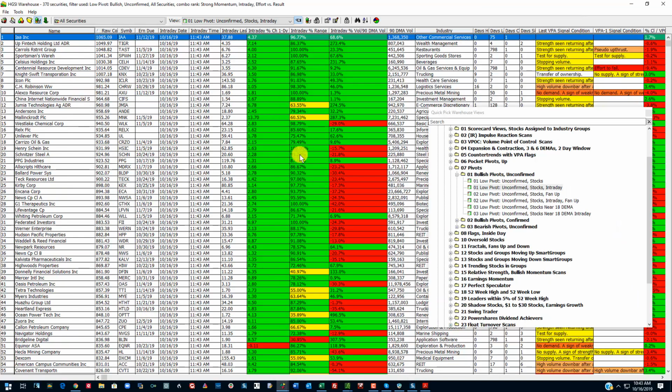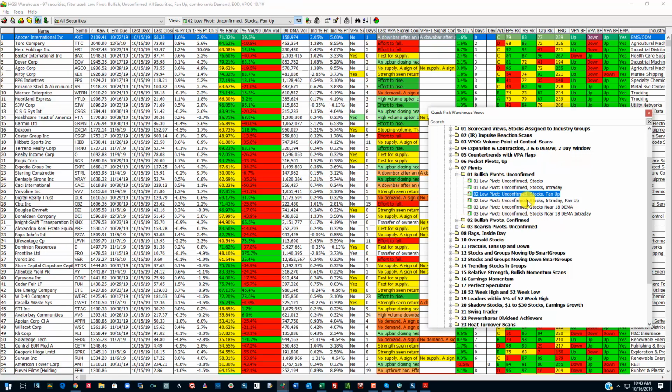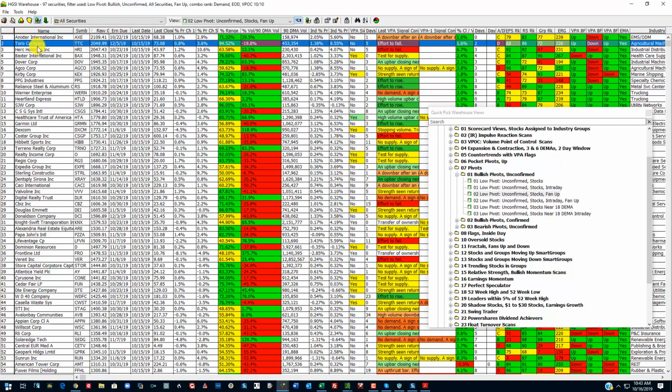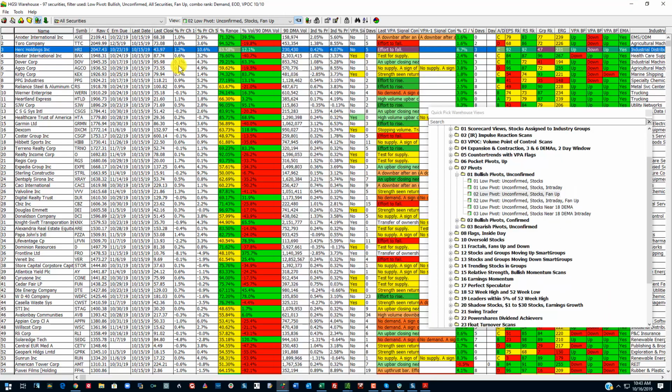Now, if you want to eliminate looking at stocks that are in a downtrend, you just move down here to the number 2, the low pivot. These are unconfirmed. The fan is up on these. We already looked at that one and that one. Let's look at this one.